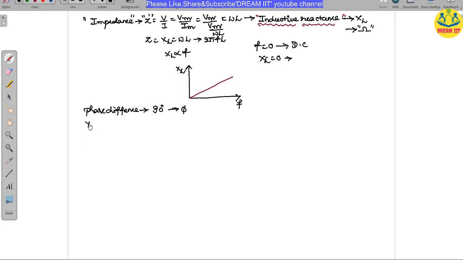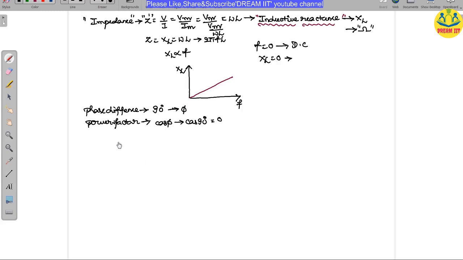Now the power factor of this circuit. What is the power factor? That is cos phi, cos of 90 degrees. What is the answer? Cos 90 is 0. And what is the power? Let us see in the case of the power.